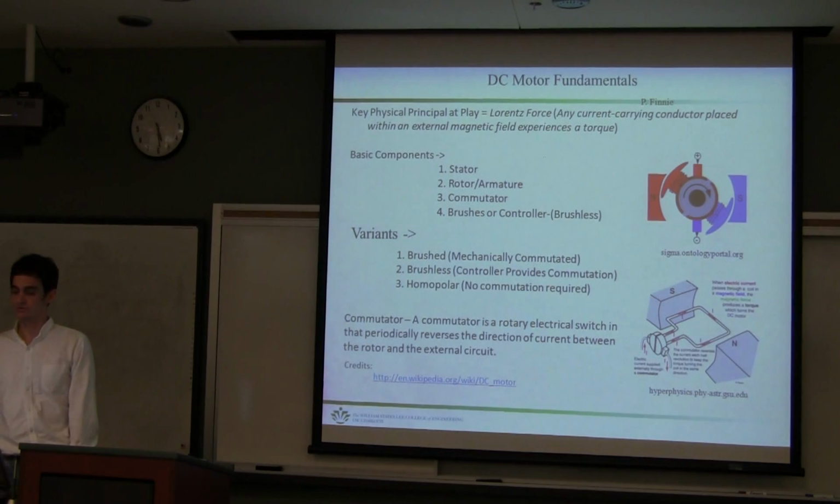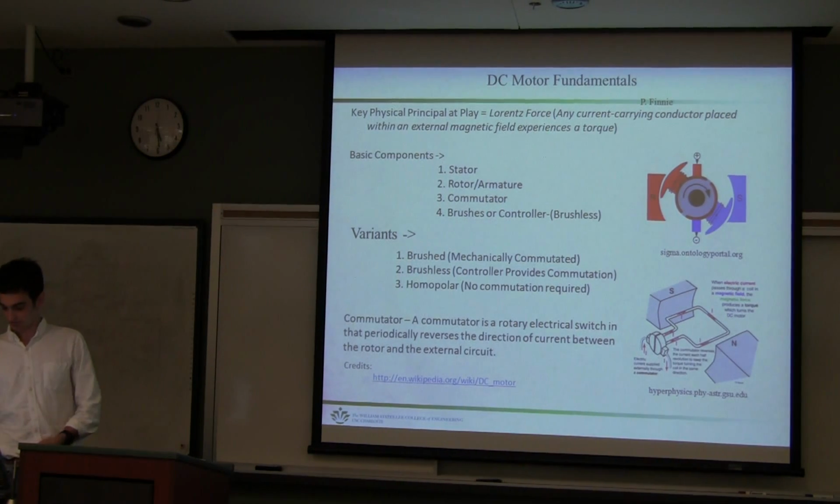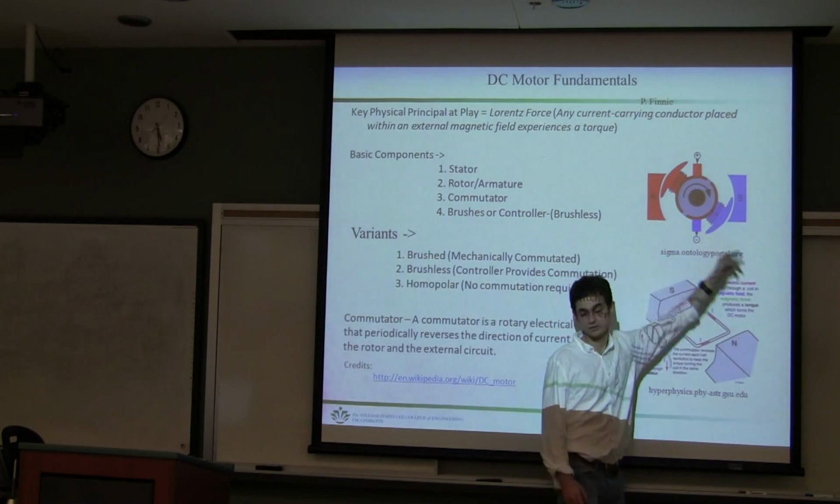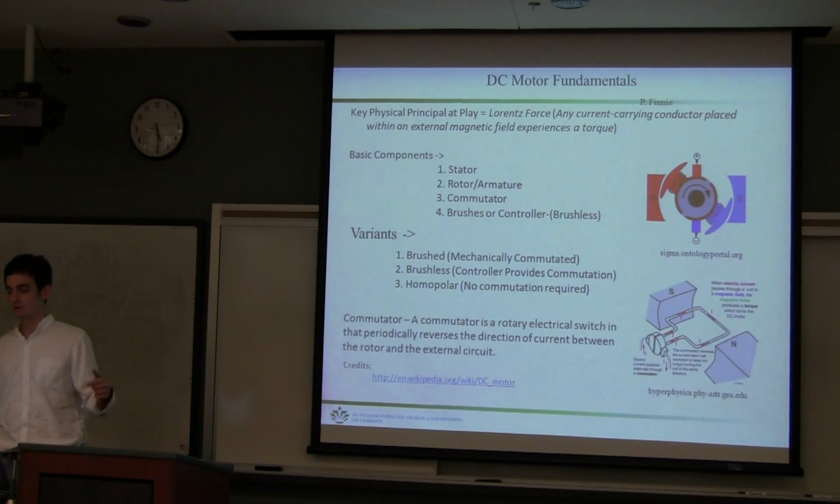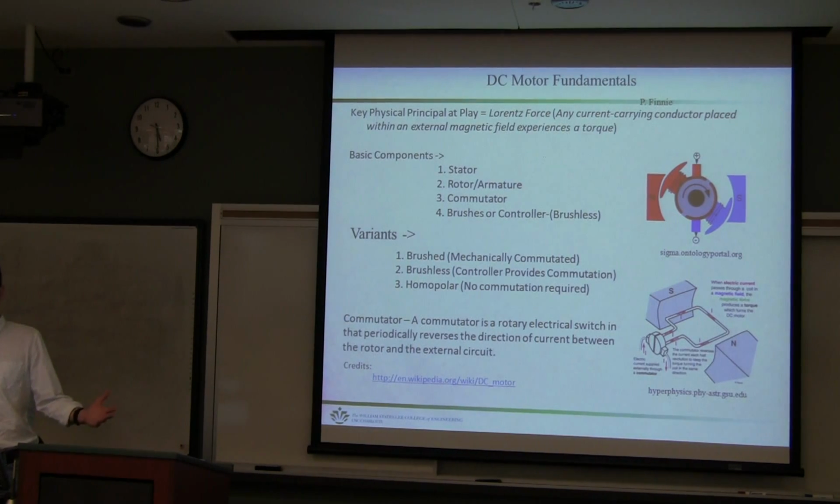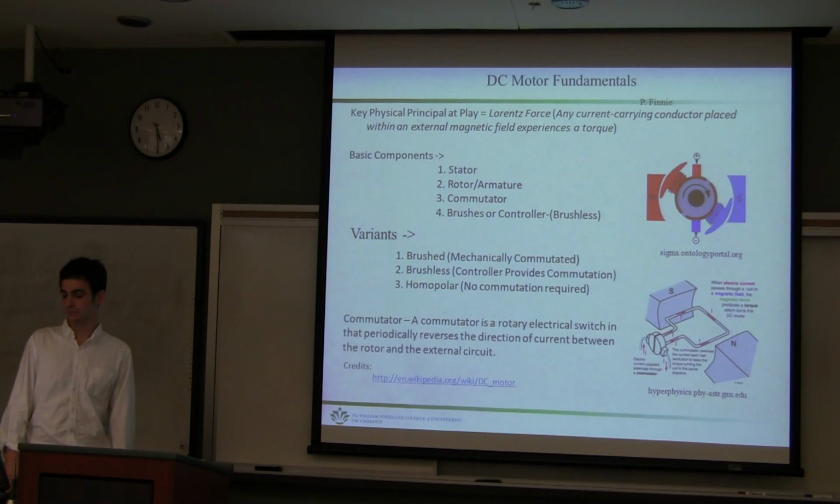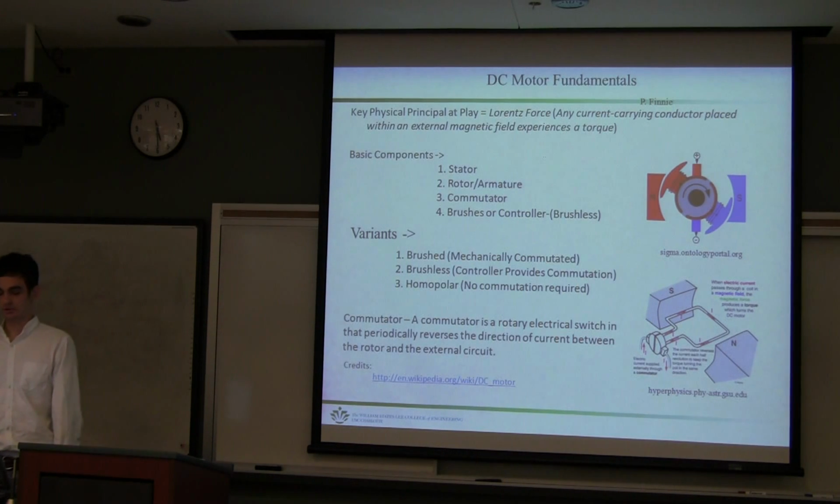Brushes and or controllers: there are two types of motors, brushed or brushless. A brush motor uses two contacts that are physically in contact with your commutator that allow the current to flow. If it's brushless, you're using a microcontroller to basically impulse current into the commutator. Homopolar is kind of a field all on its own, so I didn't really go into that. But the key concept to understand is that you have to have some type of commutation in a DC motor. That's basically an electrical switch that periodically reverses the direction of current to allow the rotor to turn.